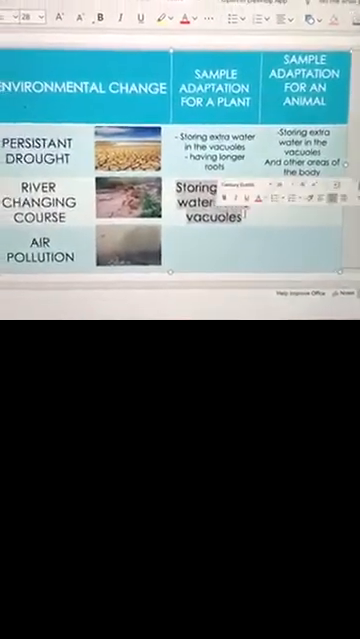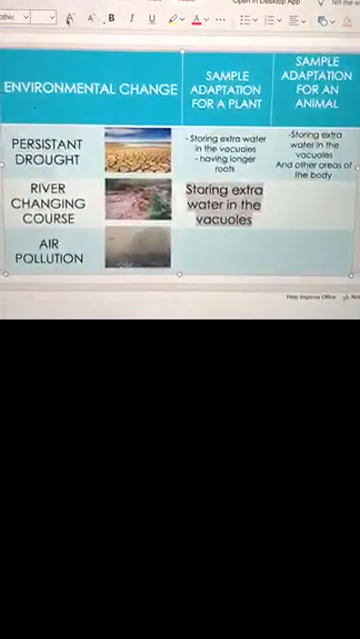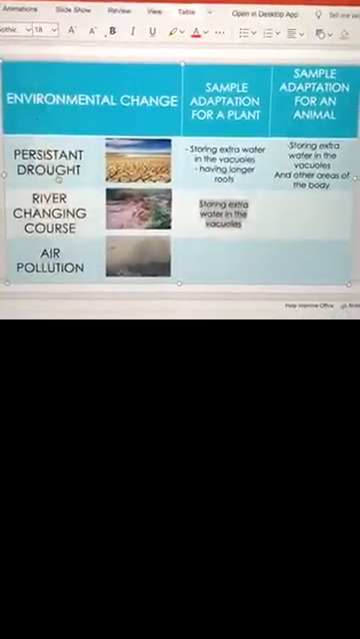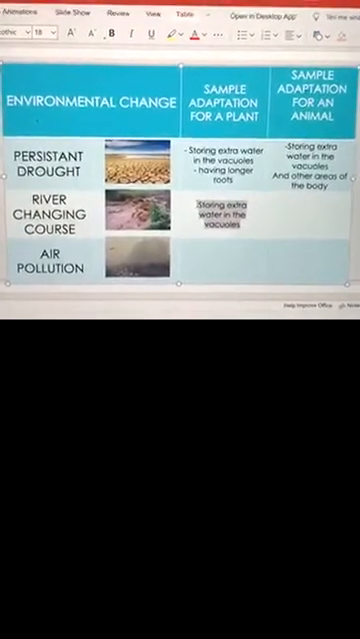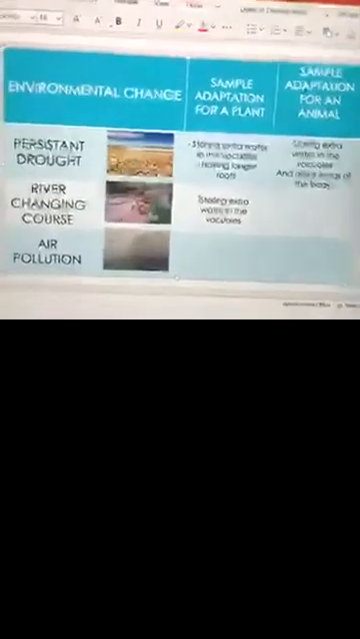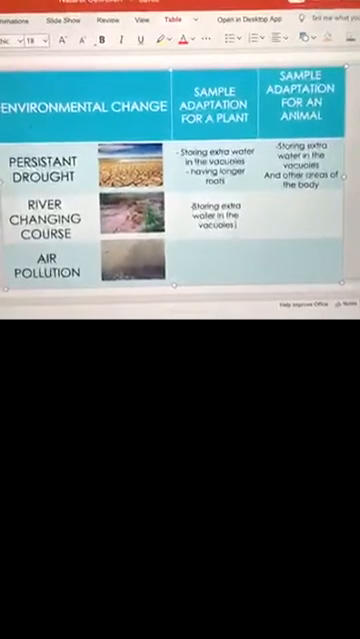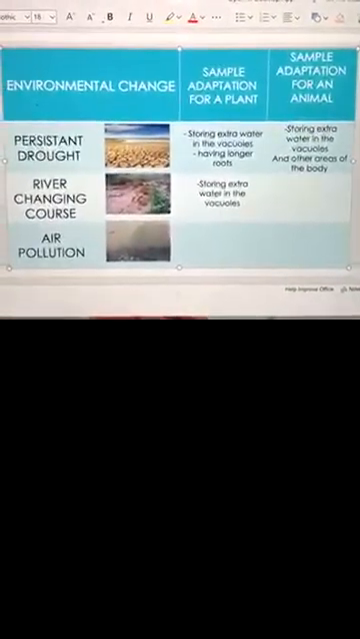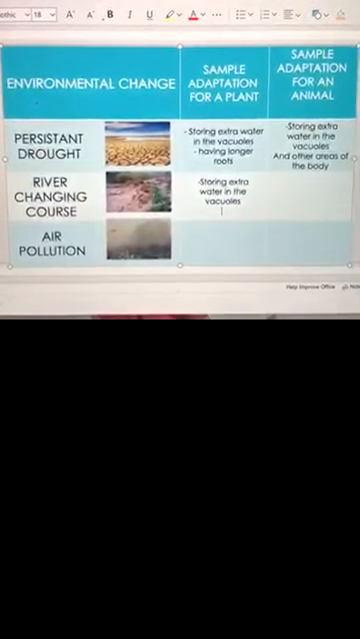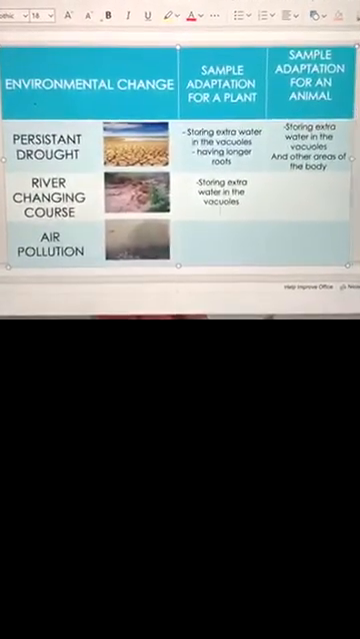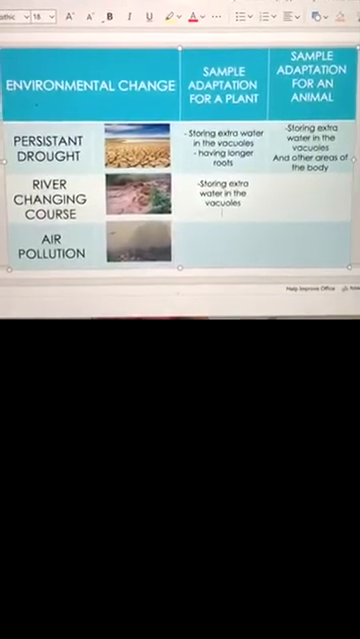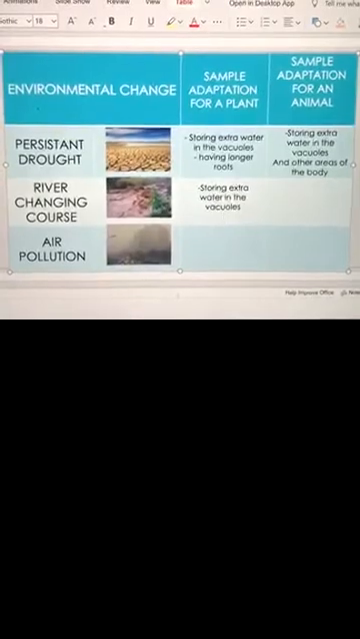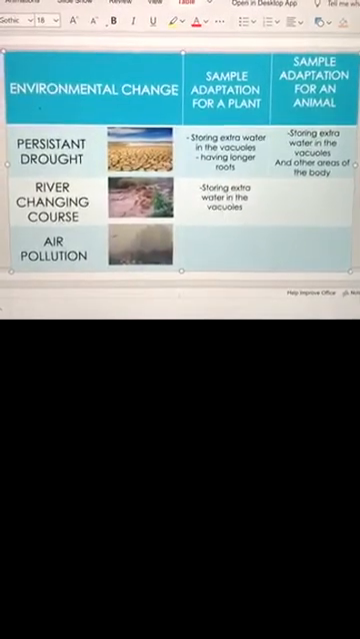Now, when we talk about storing extra water, that's for those plants that aren't able to move to the river, right? But what about the plants that are in the way of the river? I think the plants who are not near the river, I think they go with the water. Sometimes the water goes up, and sometimes they move somewhere else.